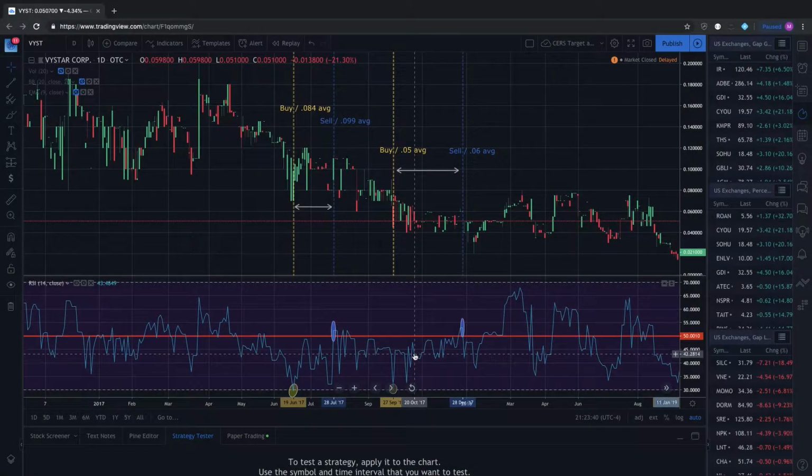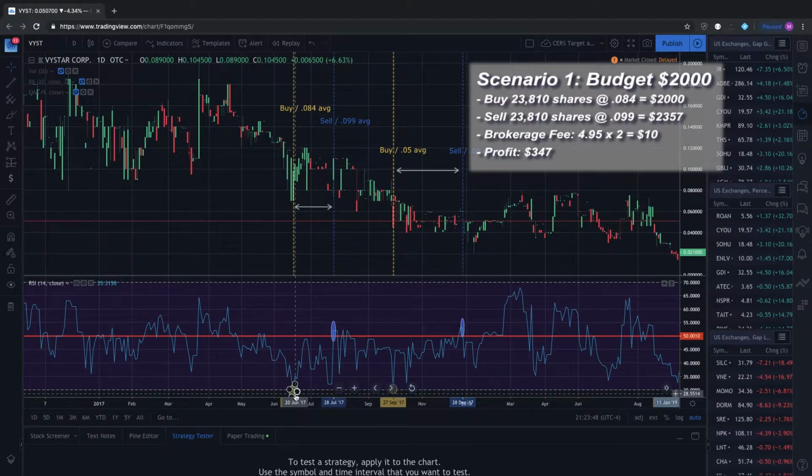So our first contact with the oversold line is on June 19th, 2017. So let's set up our first trade scenario. In our first scenario, we have a budget of $2,000 and we buy our shares at the daily average of 0.084. So that gives us 23,810 shares.